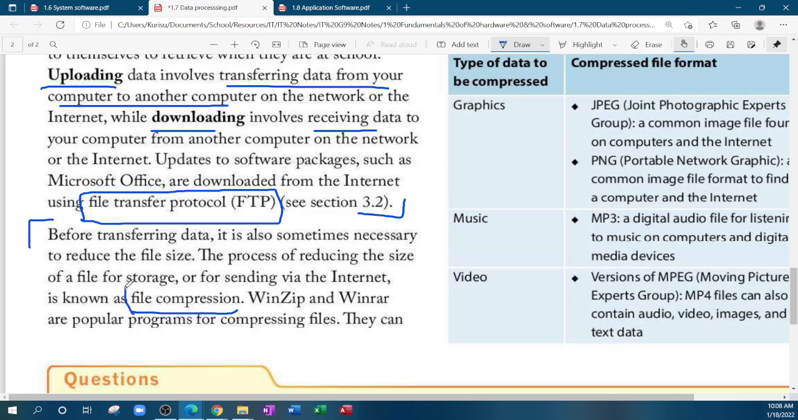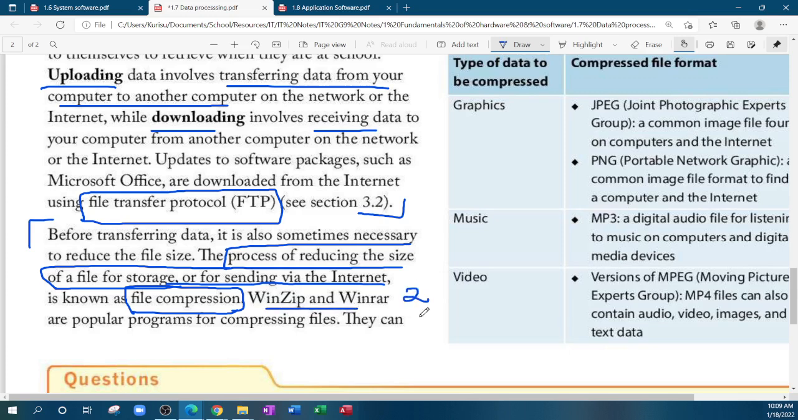So, file compression. This is another term that you guys should remember. What is file compression? File compression is the process of reducing the size of a file for storage, or even for sending that file, for transferring that file. Basically, you are reducing the size of the file. That is file compression. We have two software here, WinZip and WinRAR. So please remember those two examples.